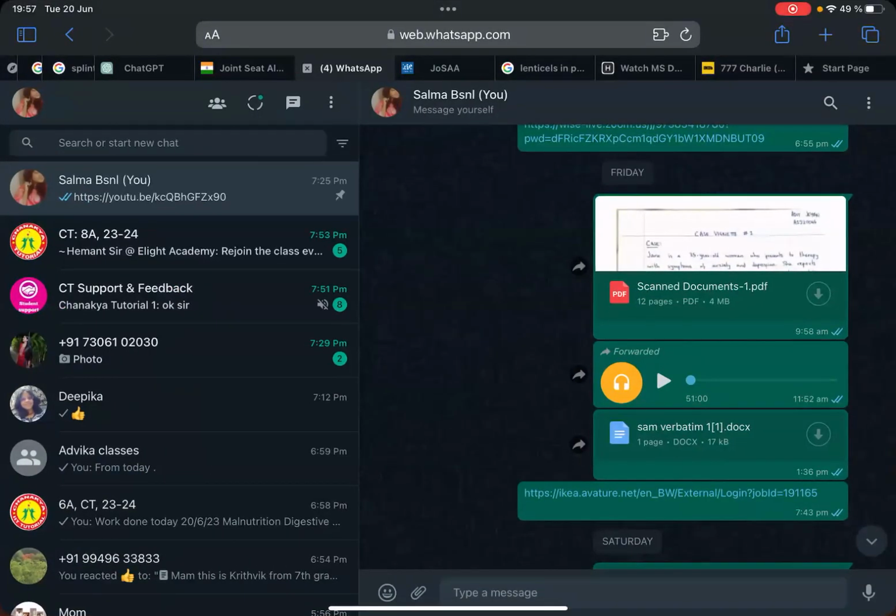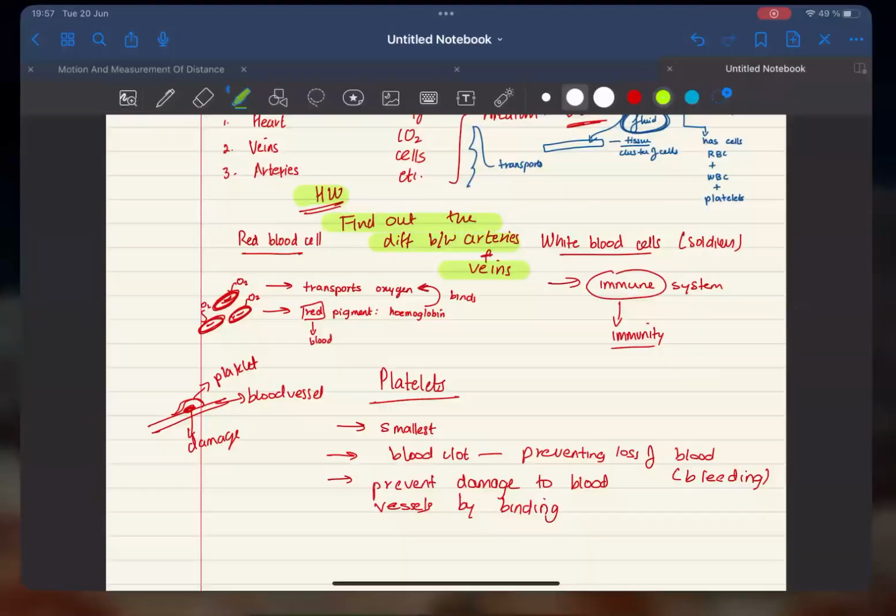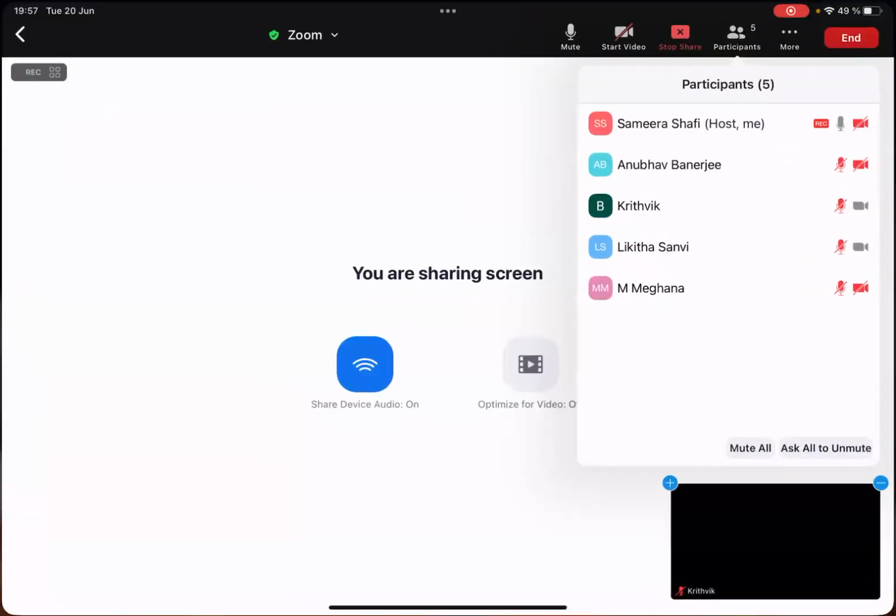Okay, anybody has any doubts from what I've taught so far? Please clarify it if you all have any doubts. Anubhav, Meghna, camera on, please. Ma'am, can you explain the plasma one again? Yeah, sure, 1 minute.